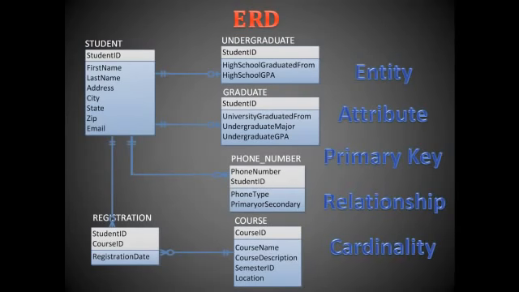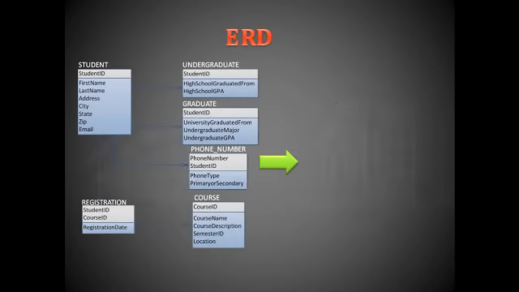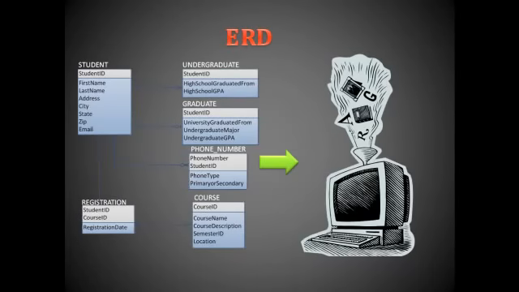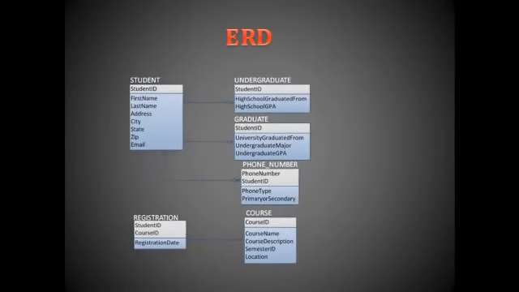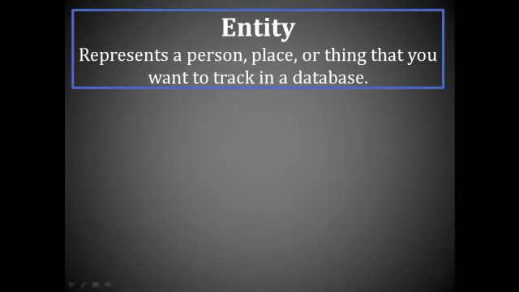Those parts will be used to create the ERD. Then the diagram acts like blueprints for a building. You simply take the parts of the diagram and turn them into parts of the database. The final diagram should look kind of like this. Now to explain those parts.